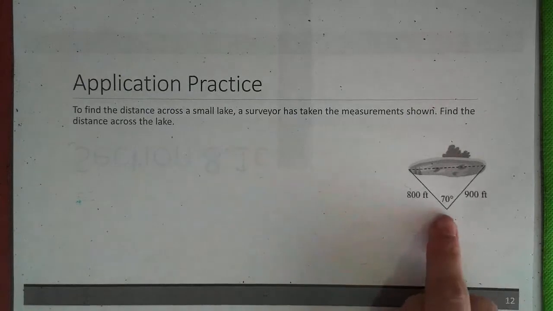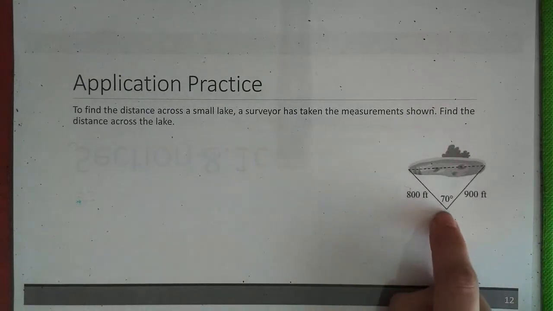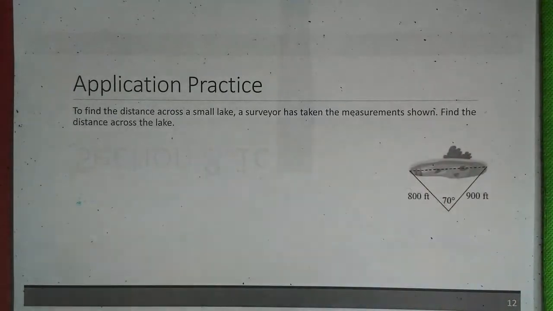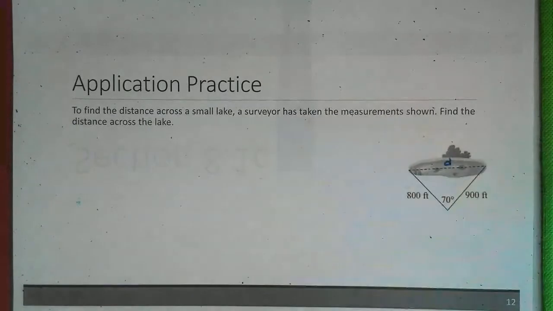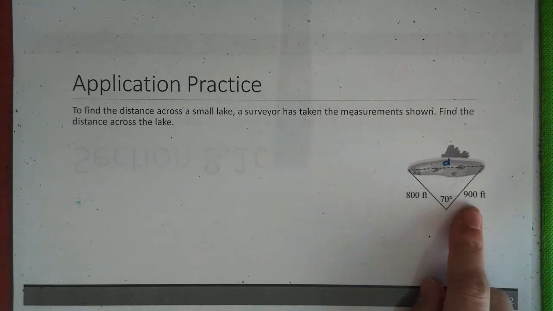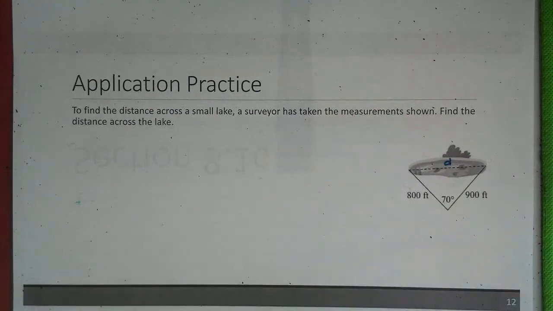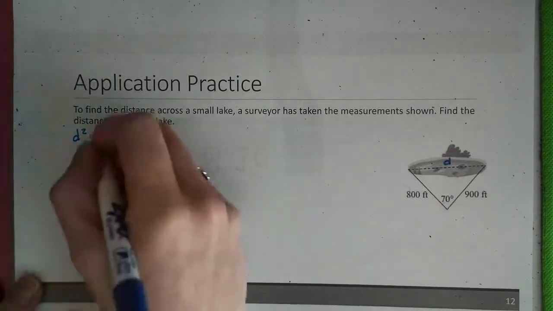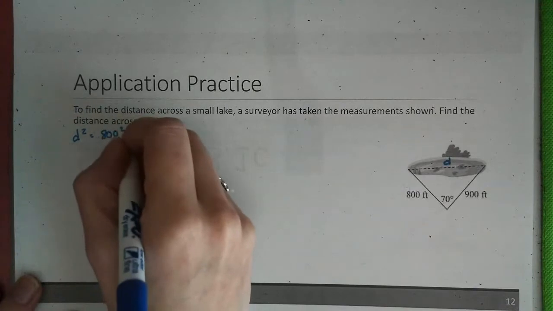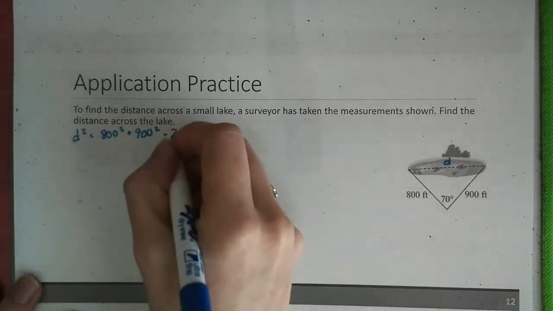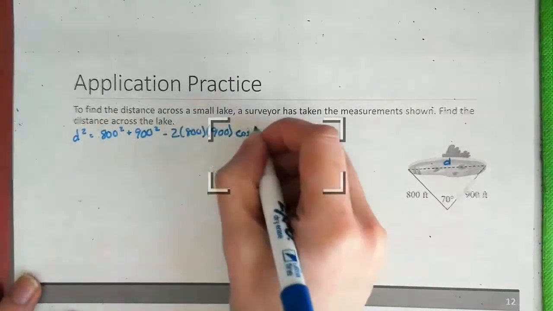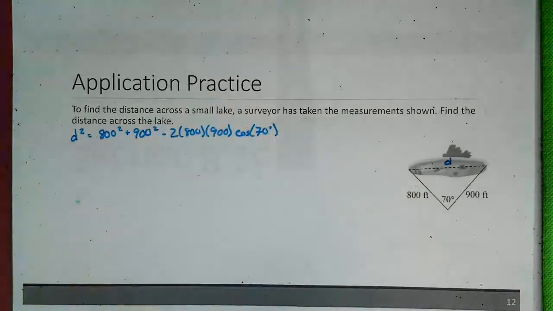So it looks like the surveyor stood here and determined it was 800 feet to that side, 900 feet to that side, with a 70-degree angle in between. I'm going to let the distance across the lake be D. So this is a side angle side case. Side angle side is when we use the law of cosines. So using the law of cosines here, I'll have D squared is equal to 800 squared plus 900 squared minus 2 times 800 times 900 times the cosine of my angle, which is 70 degrees.